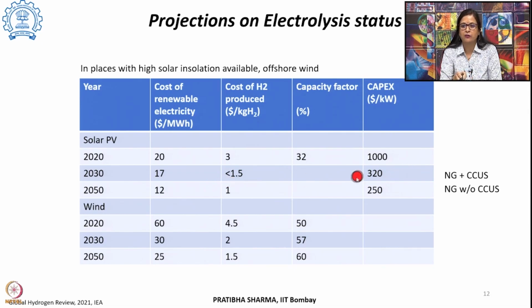Considering capex also will come down to $320 per kilowatt, and then it will become equivalent to the hydrogen which is being produced from natural gas integrated with CCUS. Further price down of the renewable electricity to $12 per megawatt hour will bring down the cost of hydrogen being produced to $1 per kg, and then it will become equivalent to natural gas based hydrogen production without CCUS.